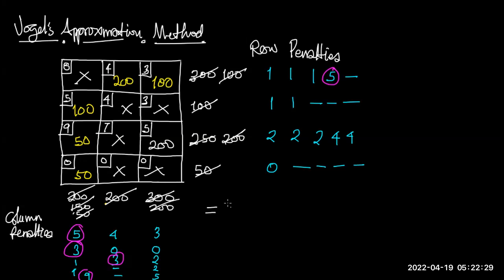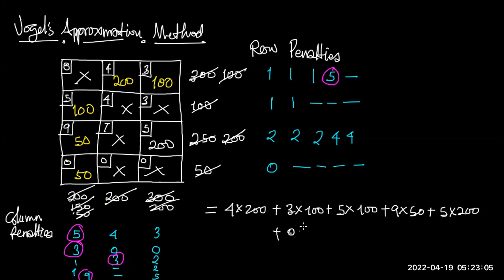Finally, our initial basic feasible solution will be 4 times 200 plus 3 times 100 plus 5 times 100 plus 9 times 50, plus 5 times, plus 0 times 50. What's the answer?